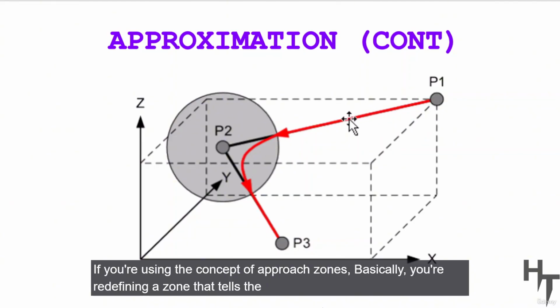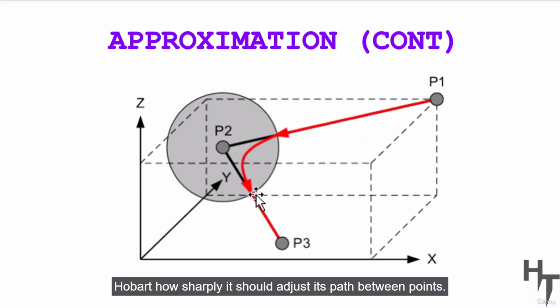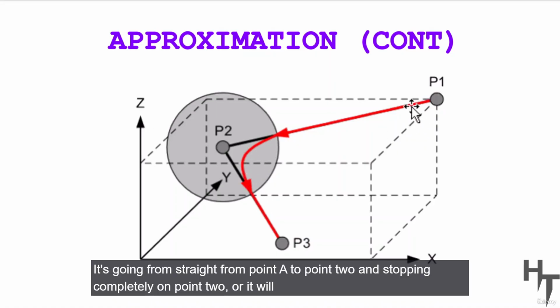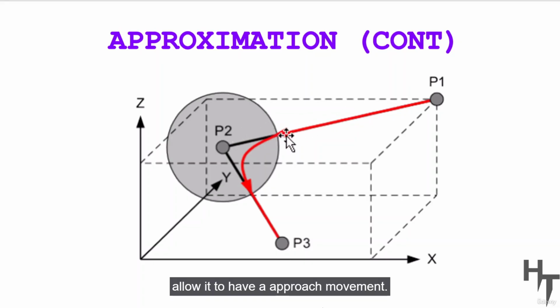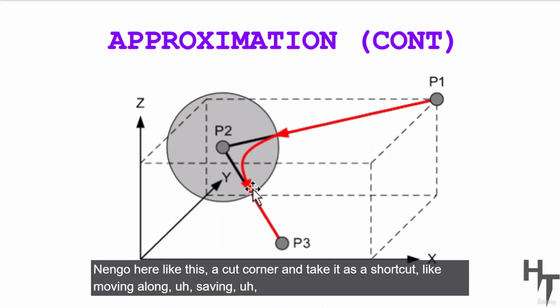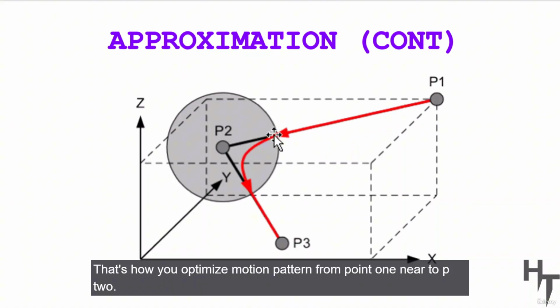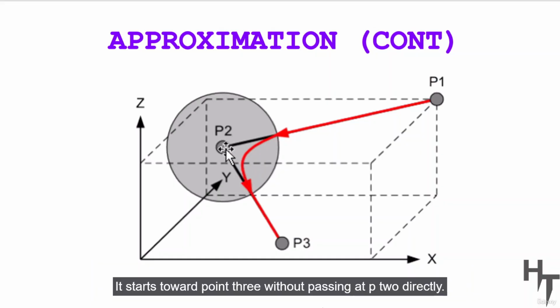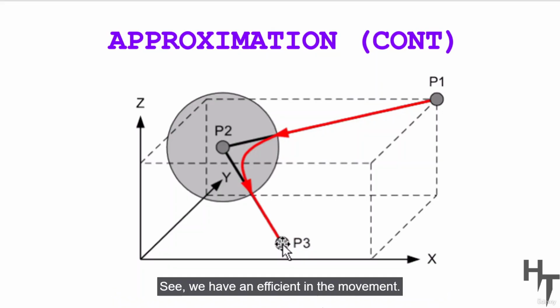basically you're defining a zone that tells the robot how sharply it should adjust its path between points. It either goes straight from point 1 to point 2 and stops completely at point 2, or it is allowed to have an approach movement, an angle here, like this cut corner, and take it as a shortcut, saving cycle time. That's how you optimize motion, passing from point 1 near to P2. It starts toward point 3 without passing through P2 directly. See, we have an efficient movement.